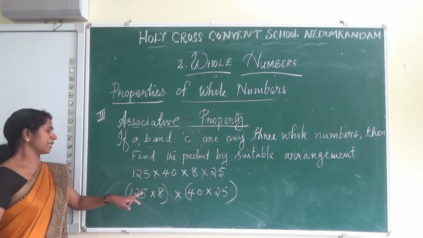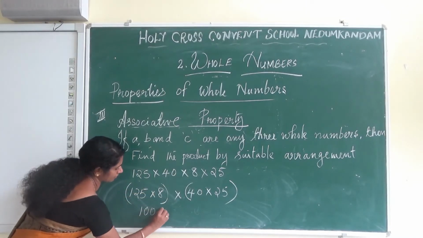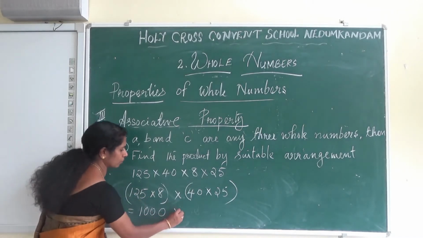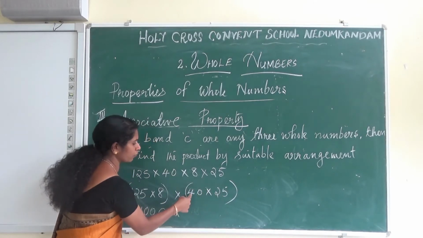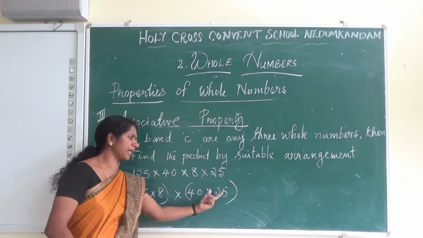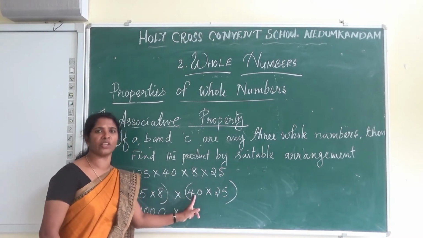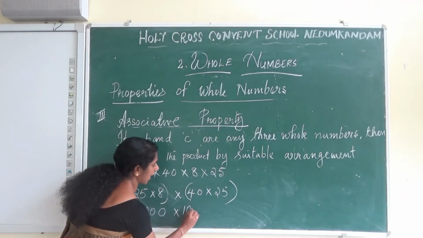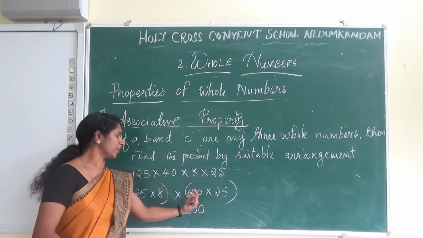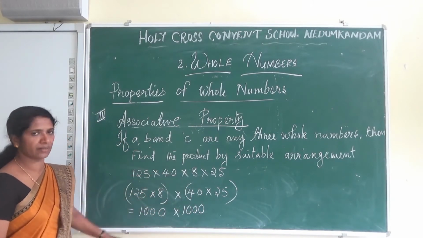Why we group it like this? Because 125 into 8 is 1000. 125 into 8 is 1000, into next 25 into 4. Suppose if 0 is there, we have to avoid that 0 and multiply the remaining number. Remaining number means 25 into 4. We know that 25 into 4 is 100, and this 0 we have to put at the end. That is 25 into 40 is 1000. So we got the answer very fast.